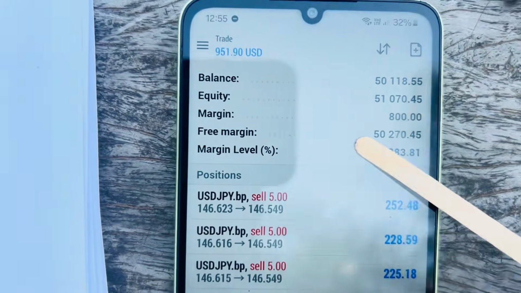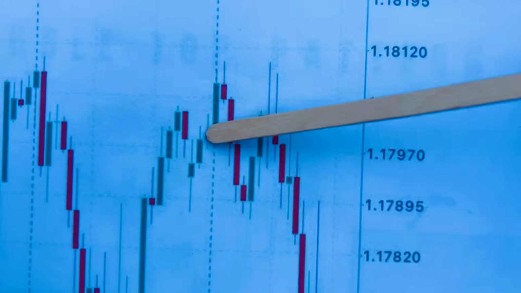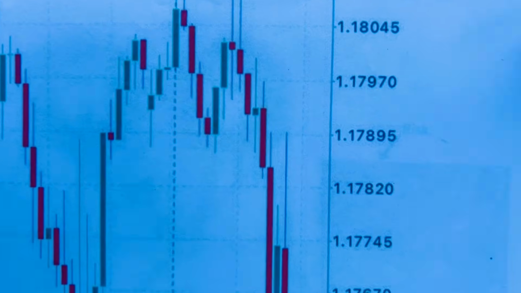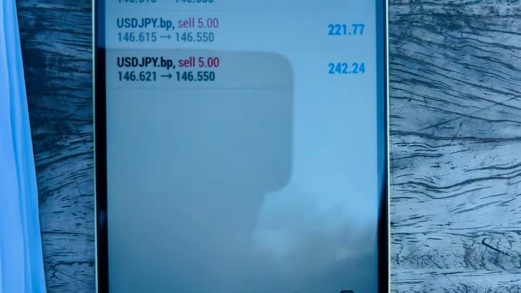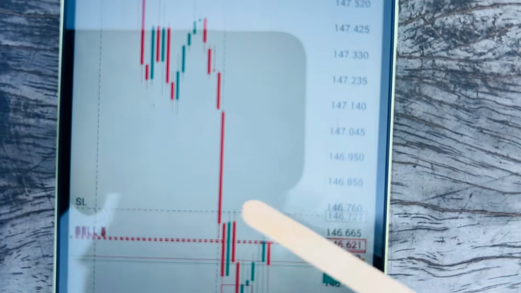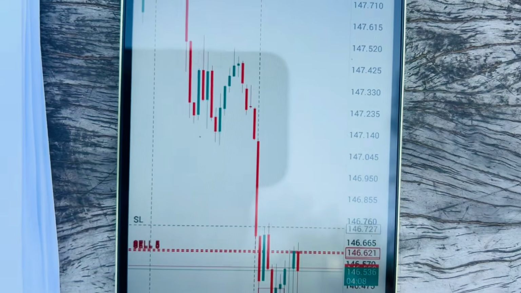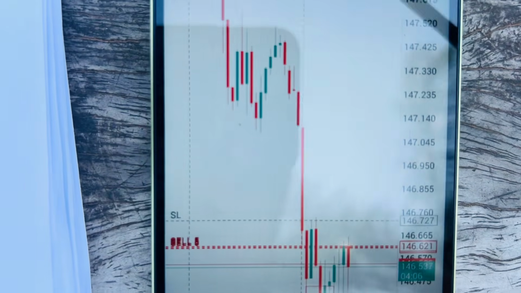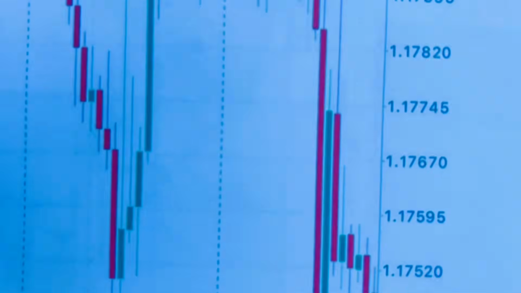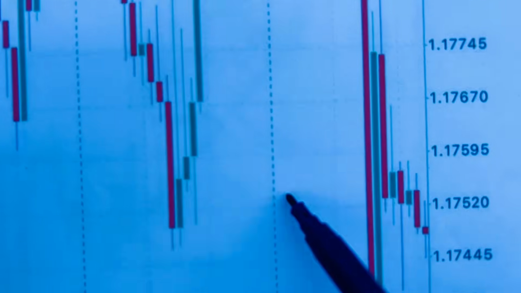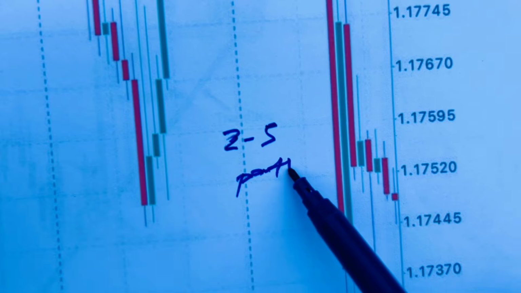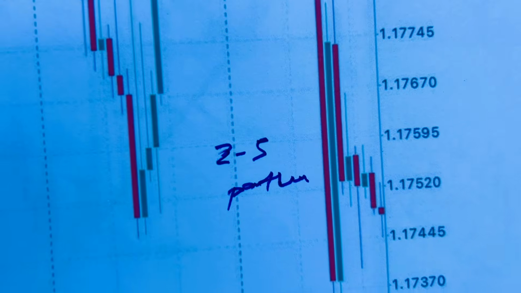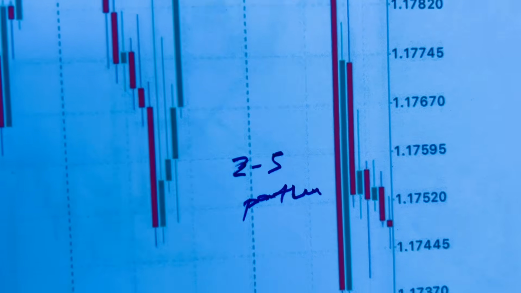Patterns repeat because human psychology never changes. The goal isn't to memorize everything that you see here on charts and try to chase everything. The goal is just for you to master 2 to 5 patterns. And I'll show you how to actually spot these patterns instantly.